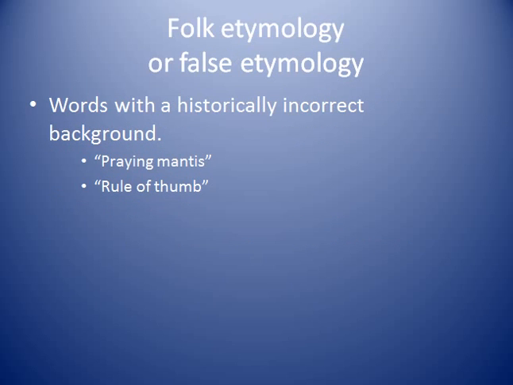Folk etymology or false etymology are words with a historically incorrect background. The praying mantis, did it get its name because it looks like it's praying the way it holds its hands, or did it get its name praying mantis because it preys on its mate after they have intercourse? Rule of thumb was the doctrine that certain men had to follow if they inclined to hit their wives with a stick. Supposedly, the stick could not be wider than the husband's thumb. In fact, the phrase comes from a quick way of estimating lengths.